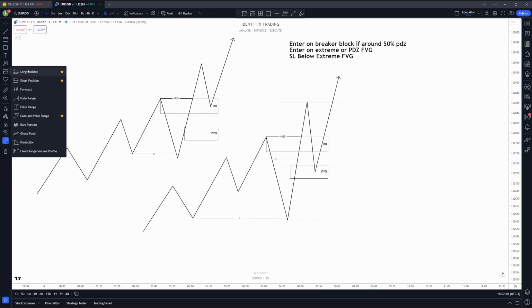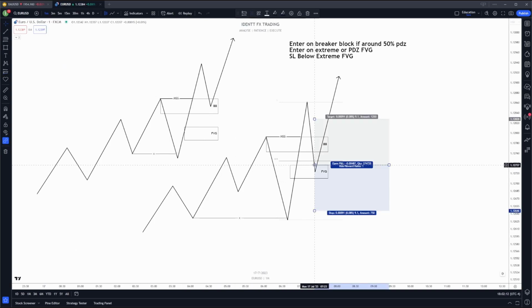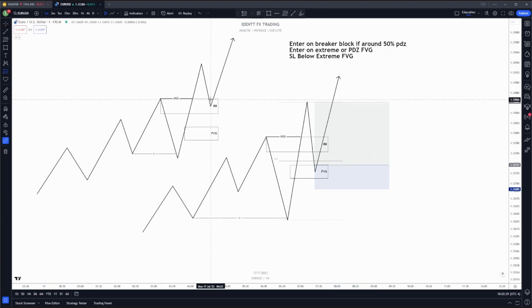And as for our stop loss management, we are always going to be placing our stop loss below the extreme FVG, and not just below that FVG, but actually below the candle previous to that FVG. So it could look something like this. And the same goes for when we enter off of a breaker block. We will enter on the breaker block, and then our stop loss will go below that FVG.